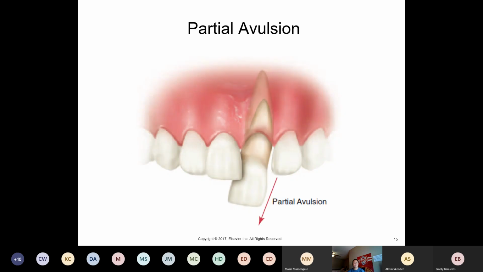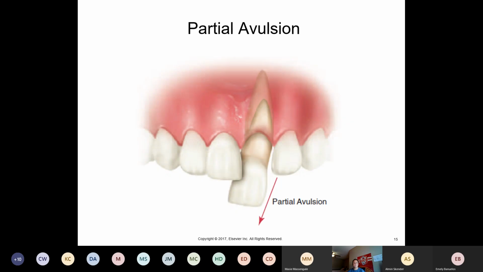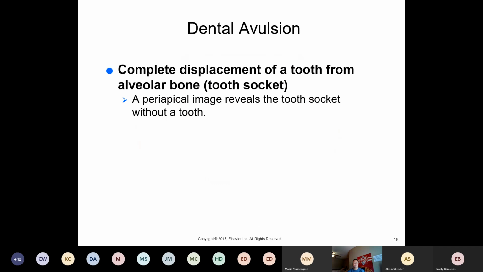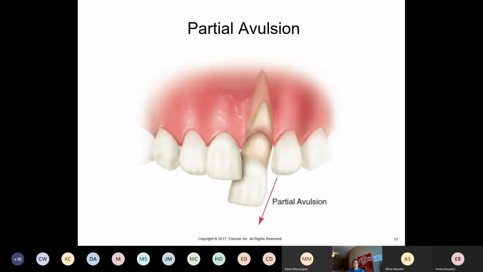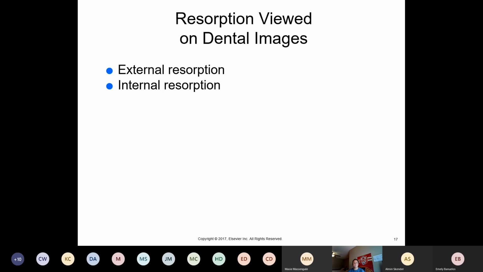Again, partial avulsion is another name for luxation, but it would be exterior, like, hold on, let me show you. Extrusion. Okay, so avulsion means a tooth is completely displaced from the socket. So if a tooth is avulsed, it's knocked out on the ground, out of the mouth. So if we see partial avulsion, that's going to be extrusion. Those are the same, just so you know that we're talking about the same situation. A periapical image, again, is going to reveal a tooth socket without a tooth, and hopefully clinically you would be able to diagnose that too.